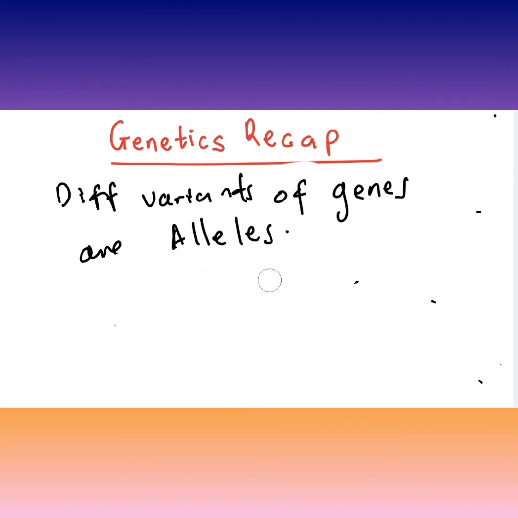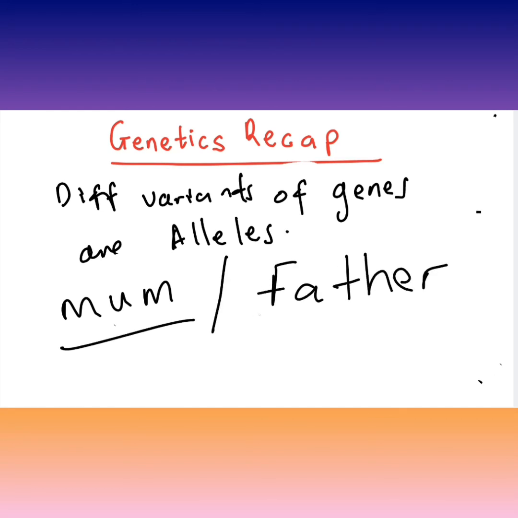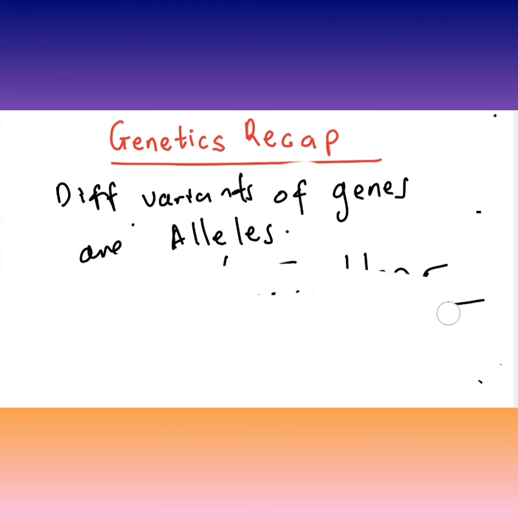However, post-conception, the developing embryo has one ABO allele, either A, B, or O, from the mother or the father. Now, putting these two alleles side by side, we have something referred to as the genotype.